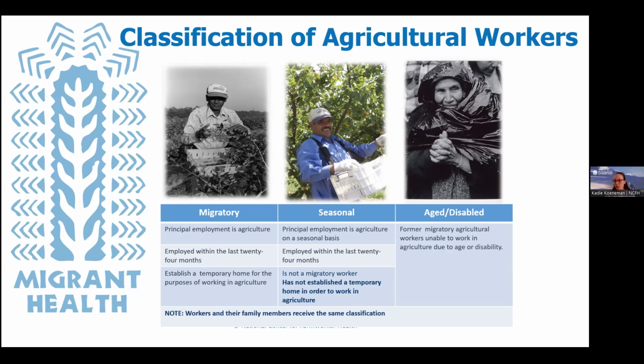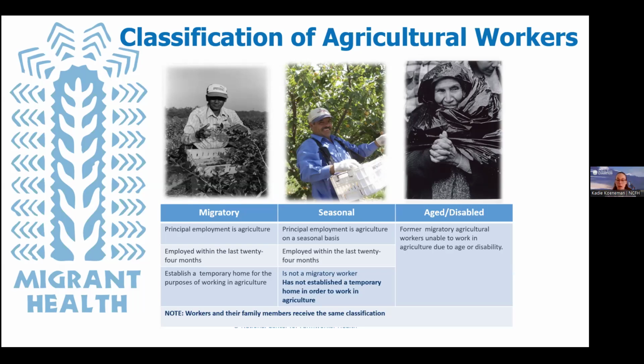And our seasonal agricultural workers, their principal employment is in agriculture on a seasonal basis. They've been employed within the last 24 months or 2 years. And they're not a migratory worker because they do not have to establish a temporary home in order to work in agriculture. And then our third classification are our former migratory agricultural workers who are unable to work in agriculture due to age or disability.